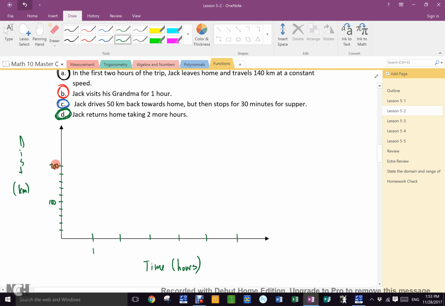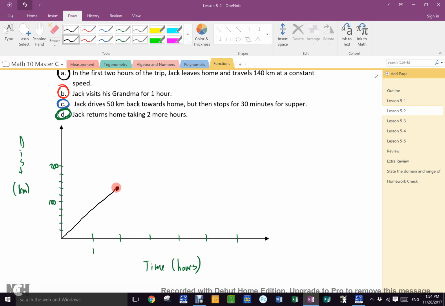Okay. So the first part of the graph, which I'm going to draw in black, says he leaves home and he travels 2 hours and he goes 140 kilometers. So I need to come out to 2 hours and be up at 140, yes? Does everyone agree? So the line between them, since it's constant, must be pretty straight. Yes? How fast did he drive?